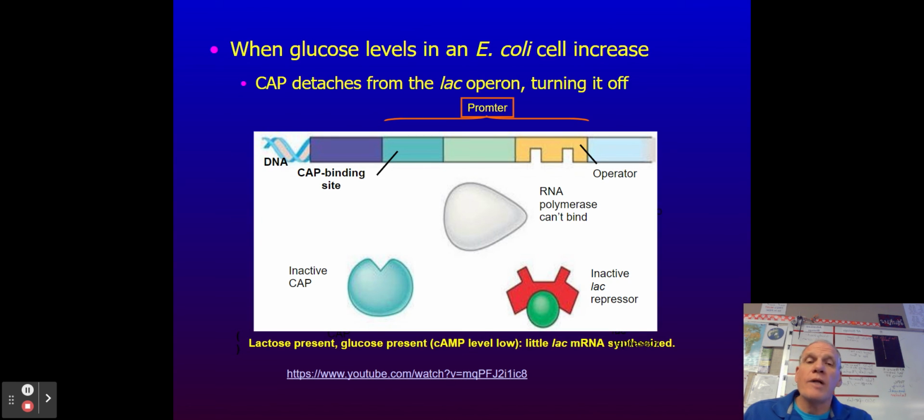All right. However, when glucose levels increase within the cell, notice that CAP is now inactive. It is not bound to this particular CAP binding site. And even though there is an inactive lac repressor, RNA polymerase will not bind to that particular site. And therefore, we're not going to make those genes that are going to break down lactose. Why? Because there's lots of glucose. The cell wants to use the glucose. That helps it to save energy.